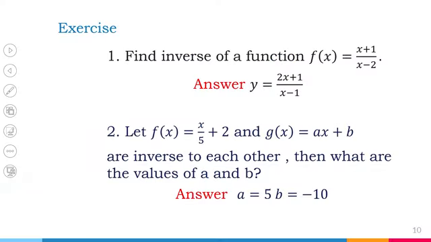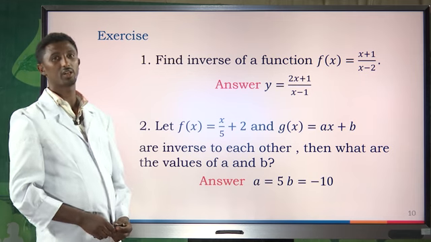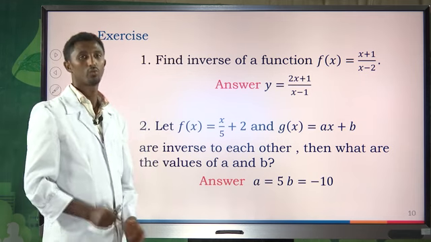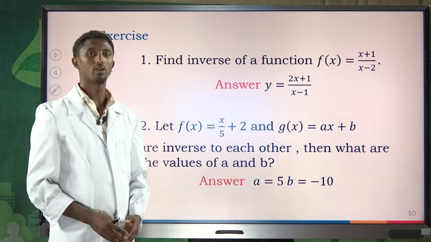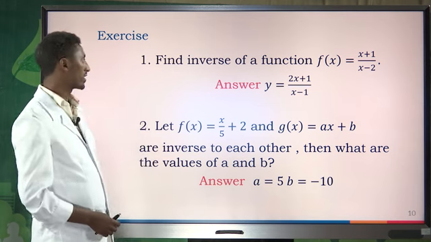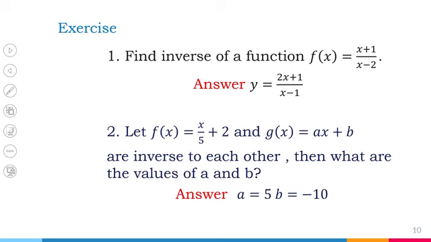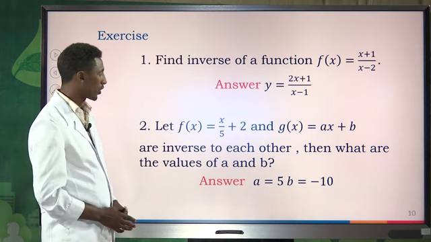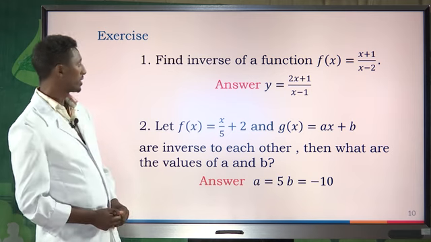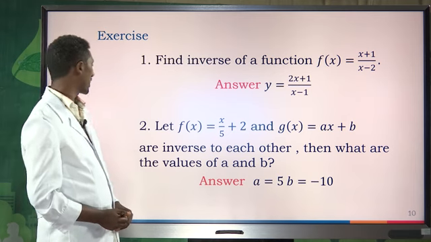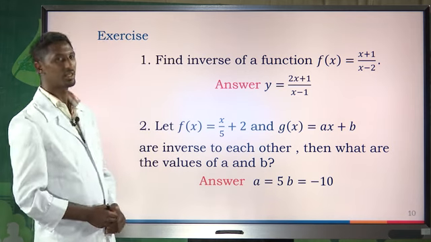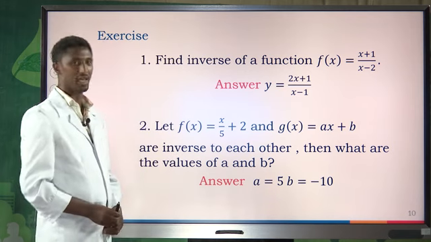This one is an exercise for you. Find the inverse of the function f of x equals x plus 1 over x minus 2. Follow the procedures and check your answer. Its inverse is y equals 2x plus 1 over x minus 1. And the second question, let f of x equals x over 5 plus 2 and g of x equals ax plus b be inverse to each other. If they are inverse to each other, then what are the values of a and b?